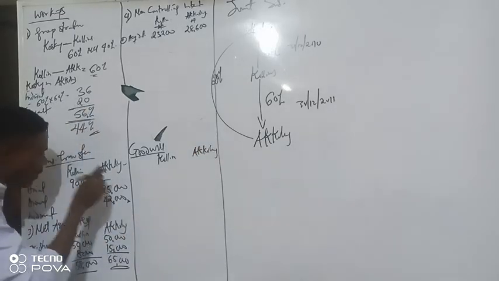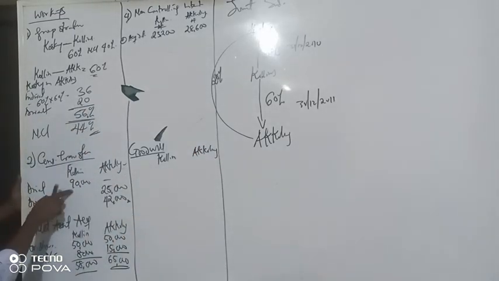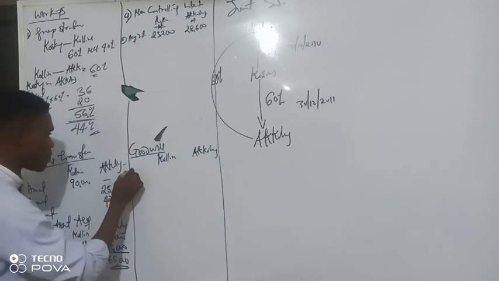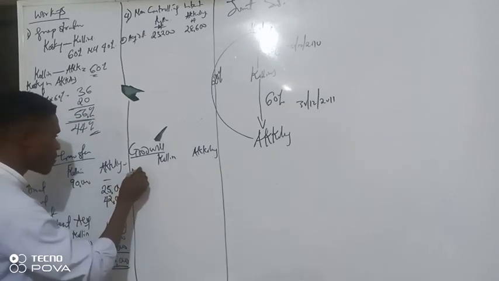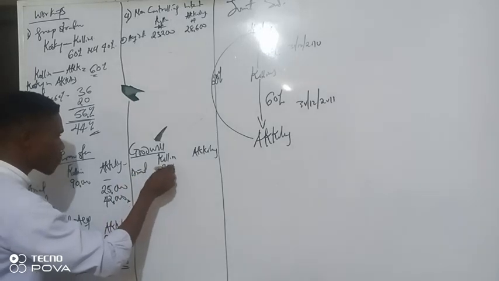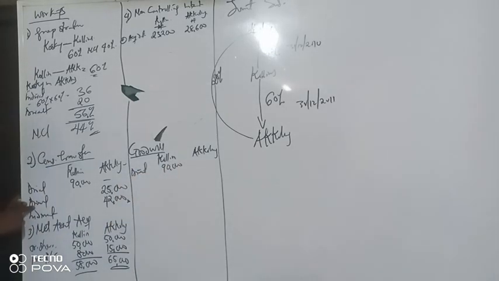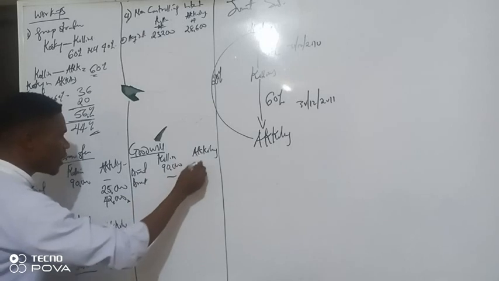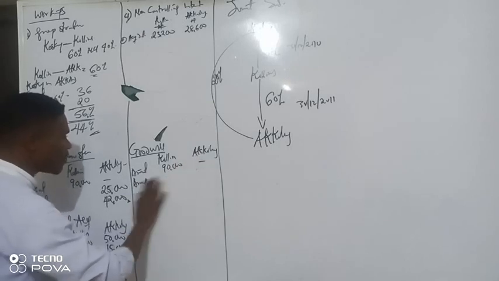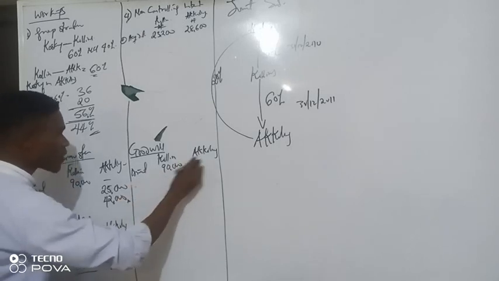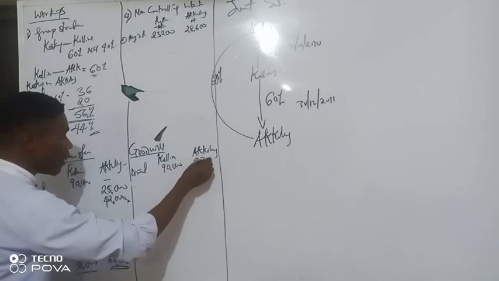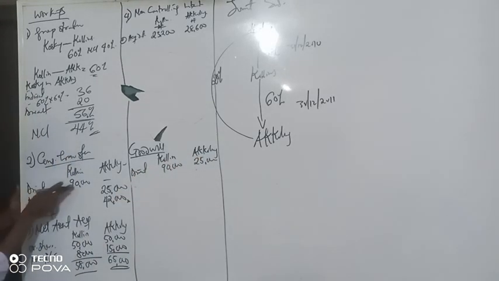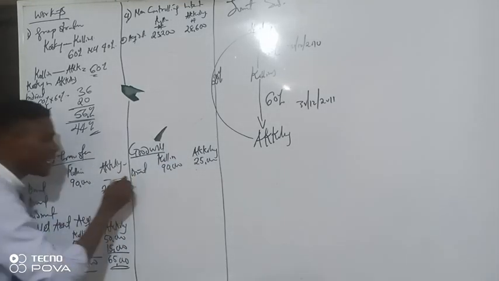The one you pay for directly, you only pay 90, no problem. The one you pay for directly to a subsidiary, you only pay 25,000, no problem. Sometimes part of it is paid directly, and part of it is paid indirectly.